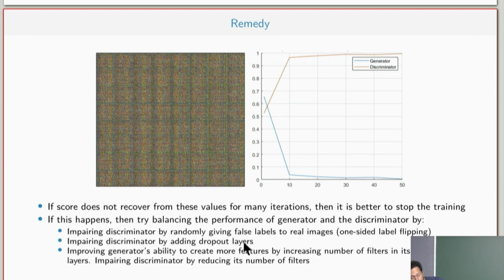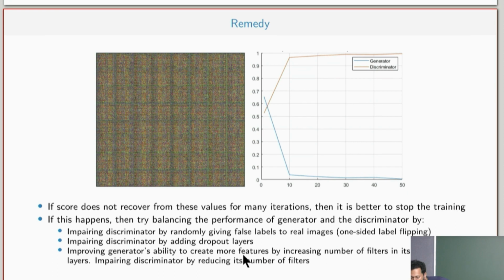Impair the discriminator by adding dropout layers. You may add some dropouts to make it more robust. We will see dropout is interesting. It makes neural networks more robust. We will see this a little bit more.